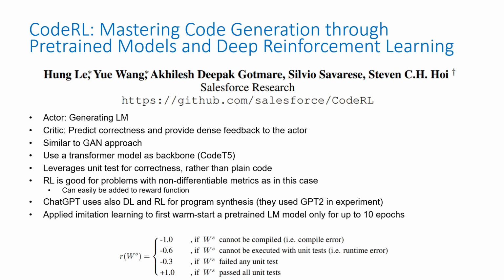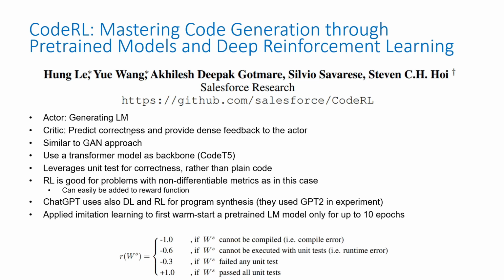In this paper called CodeRL, Mastering Code Generation Through Pre-trained Models and Deep Reinforcement Learning, from Salesforce Research, is similar to the one we saw called Execution-Based Code Generation from Virginia Tech. It also uses actor and critic. For the actor, it's going to use a language model, which is building on top of CodeT5, a previous solution. So now CodeRL is going to be used in conjunction with this to further improve the code generation quality.